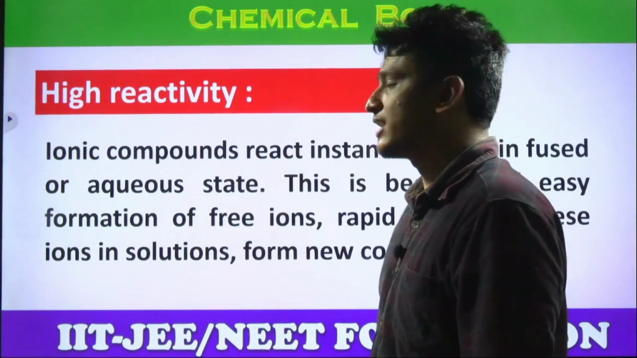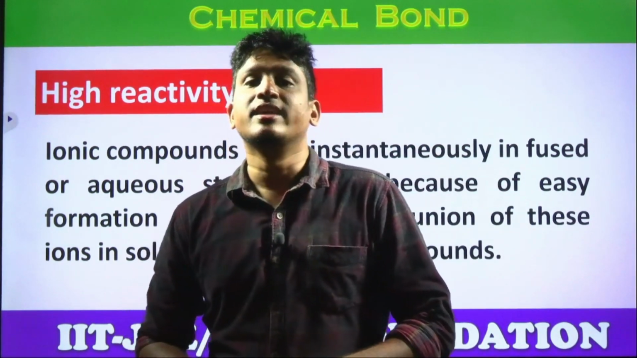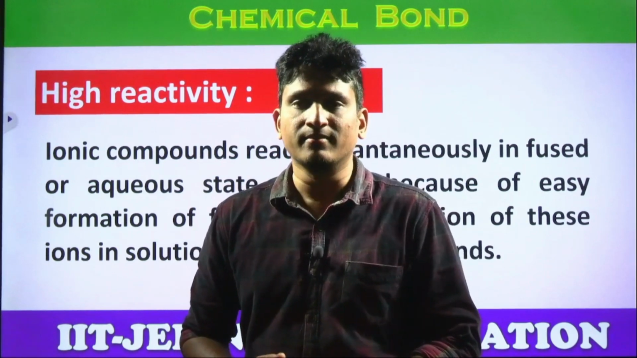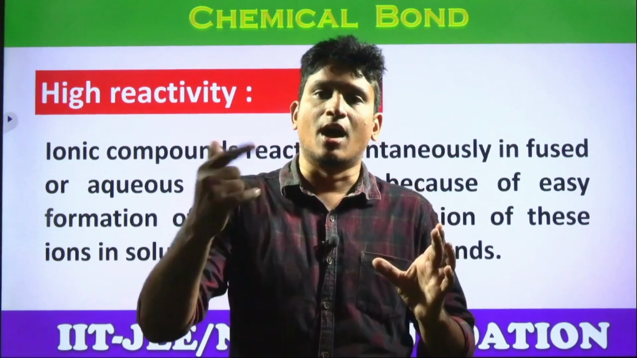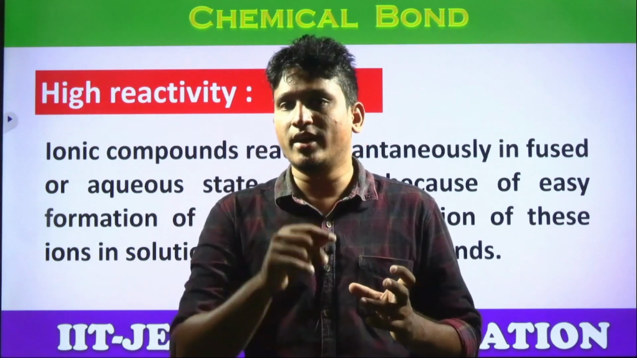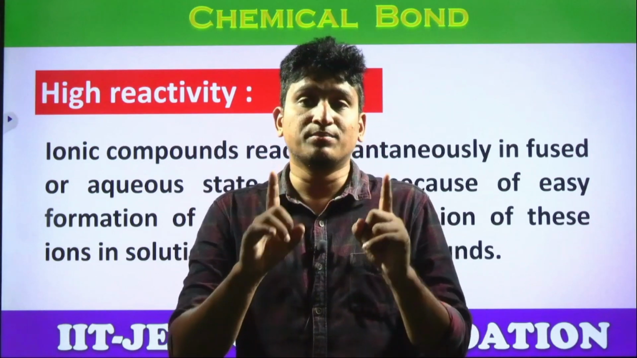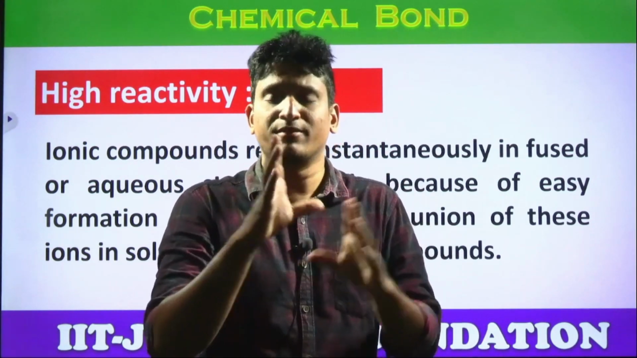Next, high reactivity. These ionic compounds are highly reactive, students. Why? Because they are made up of positive charges and negative charges. When there is an opposite ion, they show that attraction so fast, yes or no? For a covalent compound, we need to break the bond, and it is time-taking. But ionic compounds undergo reactions very quickly.